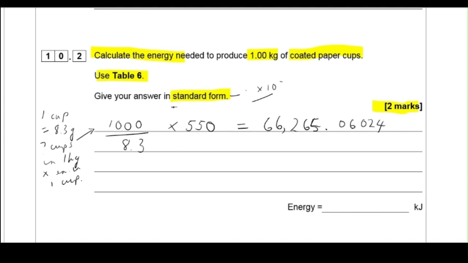66,265.06024. Now, clearly, the question says give your answer in standard form. So, in standard form, that would be 6.63 times 10 to the power of 4 for 2 marks.